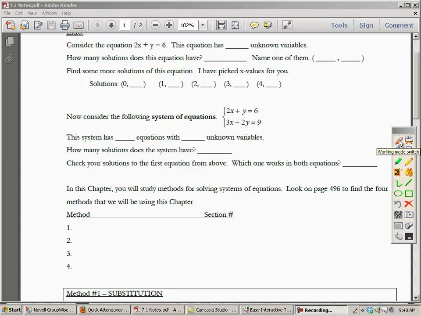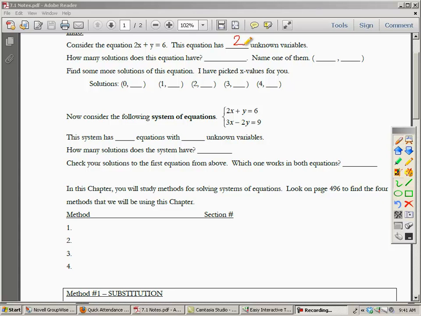Welcome to section 7.1. We're dealing with solving systems of equations, and we're going to give you a brief overview of the type of stuff we will cover in this chapter, and then we're going to get into one type, and we're going to be doing substitution today. So take a look. We have an equation 2x plus y equals 6.